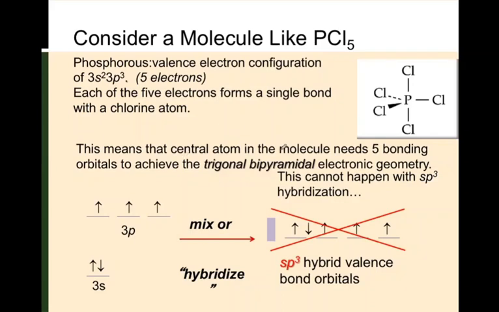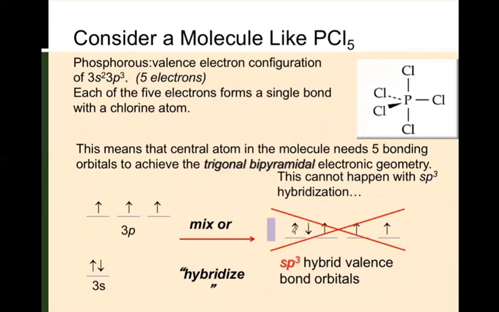So this means that the central atom in the molecule needs 5 bonding orbitals to achieve the trigonal bipyramidal electronic geometry. This cannot happen with sp3 hybridization because there just aren't enough orbitals. If we mix 3s and 3p together, there's no creation or destruction of orbitals. When we hybridize the orbitals, we have to maintain the same number of orbitals. So these 4 valence orbitals of phosphorus become 4 hybrid valence orbitals.